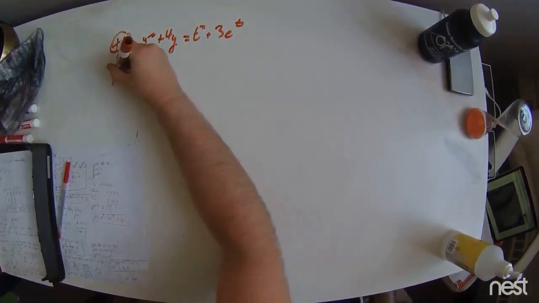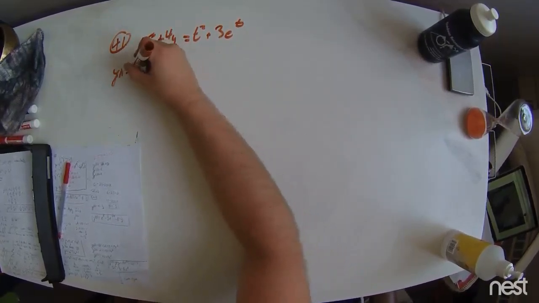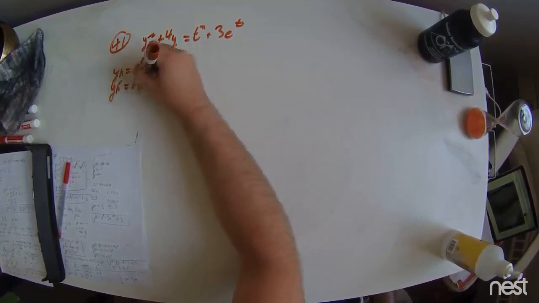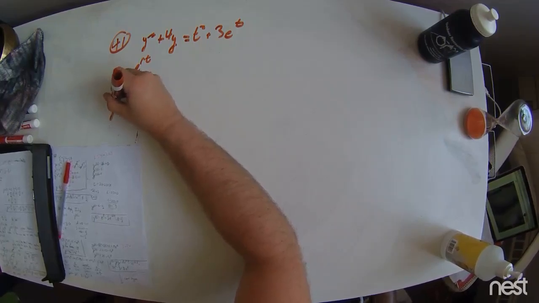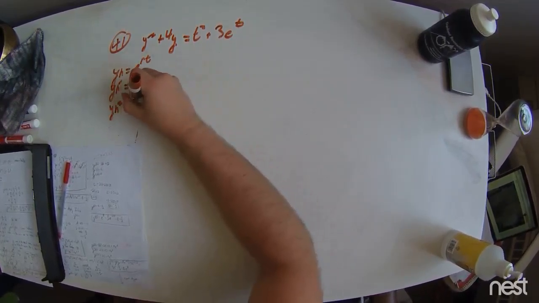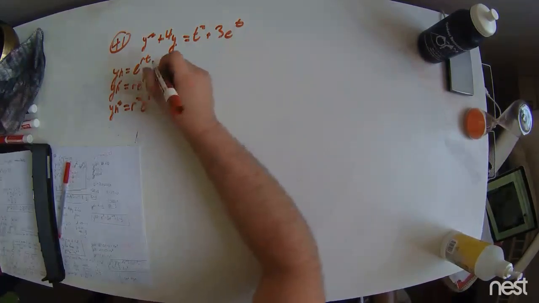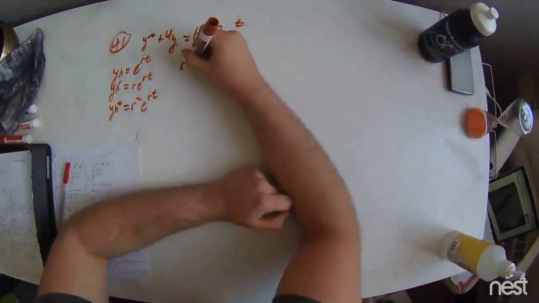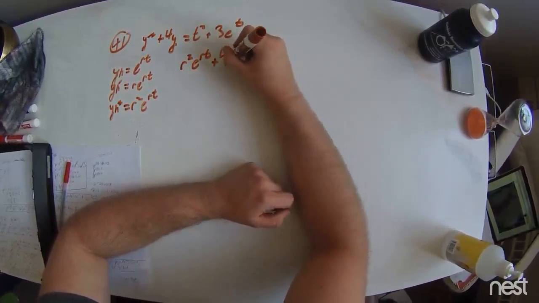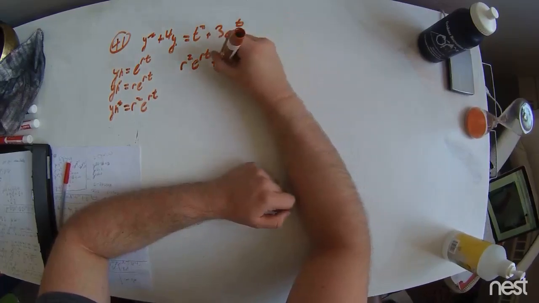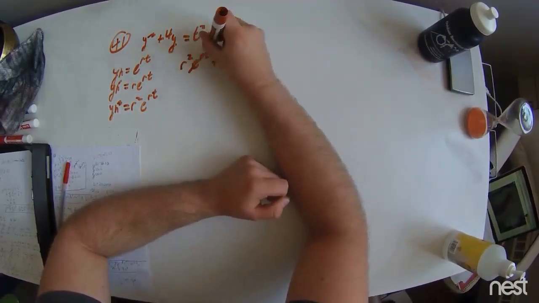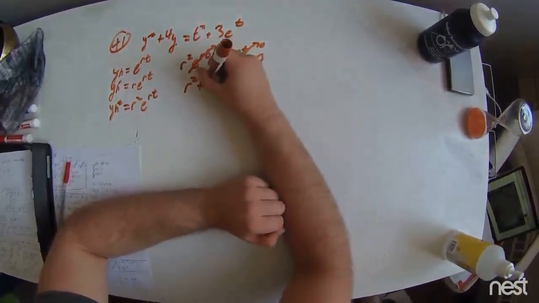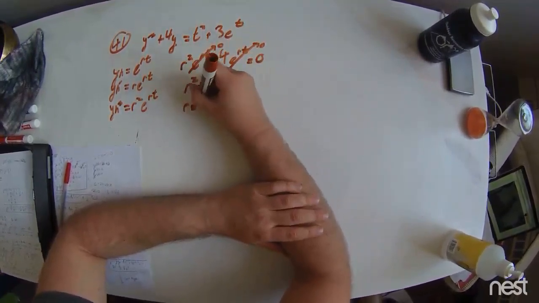My homogeneous solution in this problem can be assumed to be some solution e to the rt. Y homogeneous prime equals r e to the rt. Y homogeneous double prime equals r squared e to the rt. Plug this into the expression above. You derive r squared e to the rt plus 4 e to the rt equals 0. You cancel out e to the rt because it is never 0. So therefore, we have r squared plus 4 equals 0, and r equals plus or minus 2i.